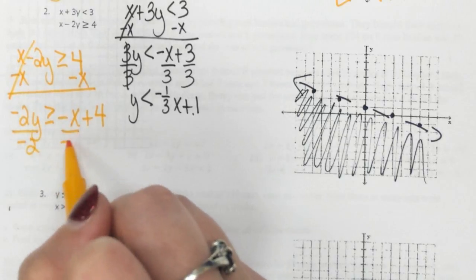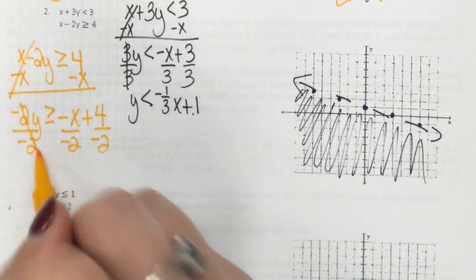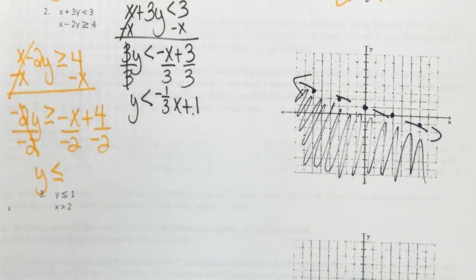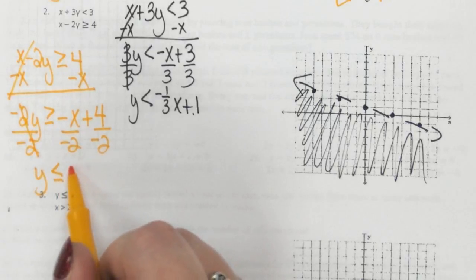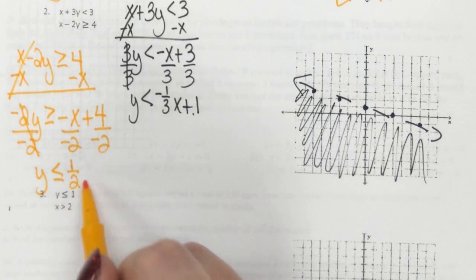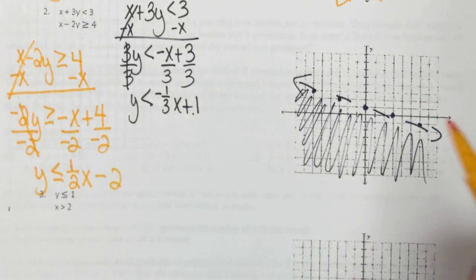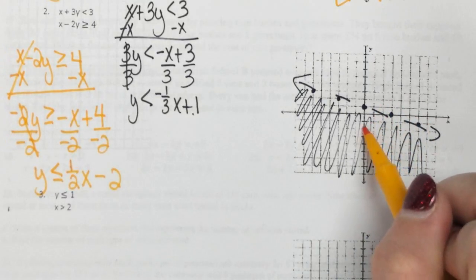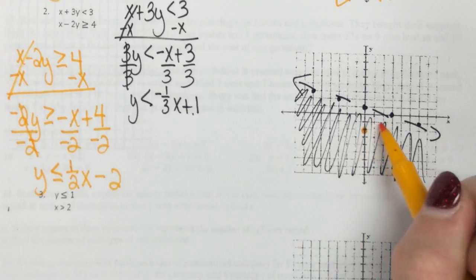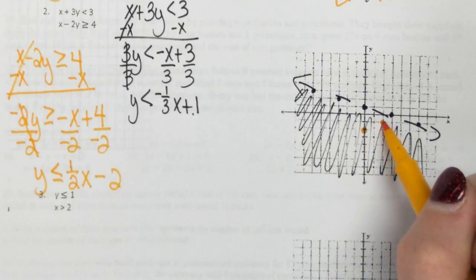Ooh, I divided by negative. You flip the sign. Are y'all awake on me today? See? Doesn't sound like it. Positive 1 over 2x, yeah. Minus 2, perfect. Alright, so we're going to go down 2. Then we're going to go up 1 and right 2 for my slope.